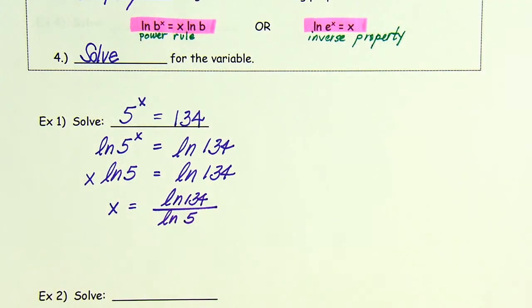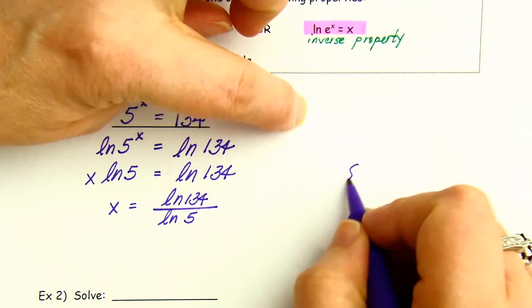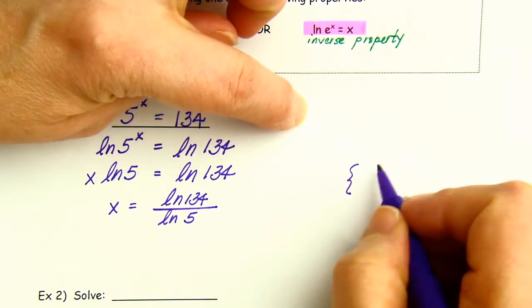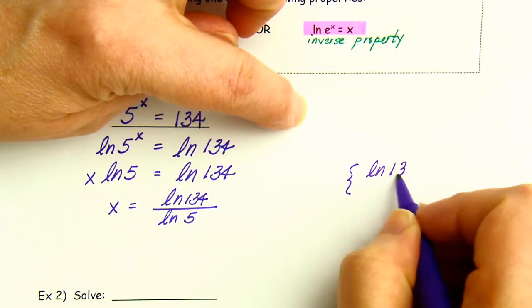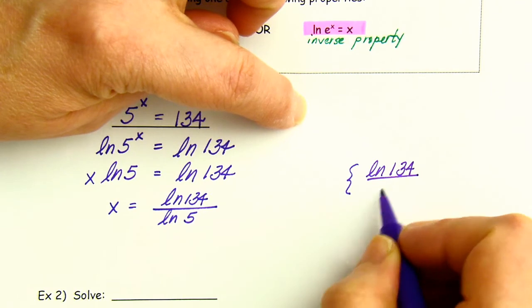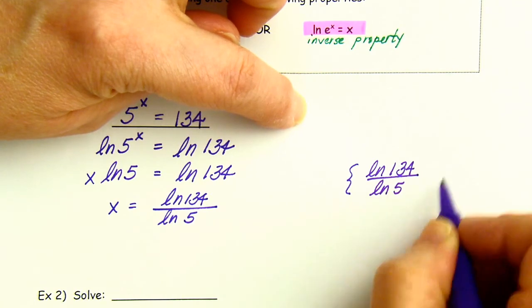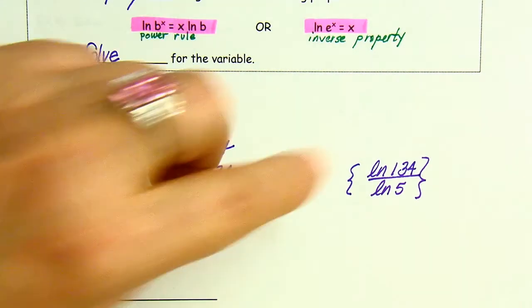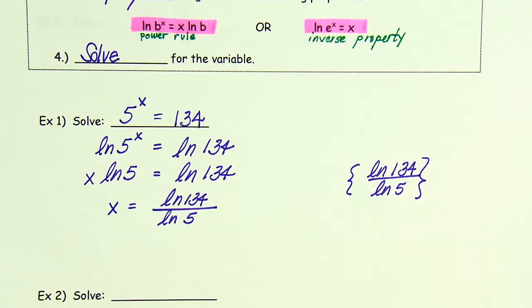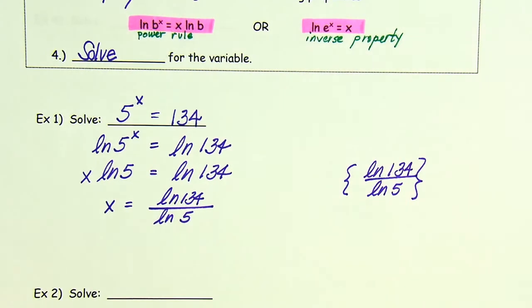Now, of course, if this was an application problem, you would have to get a decimal approximation in order to answer the question. But this is not an application problem. So my answer in set notation is the exact natural log of 134 divided by the natural log of 5. You can't divide lns out. They stay. This is a number, that's a number by itself.